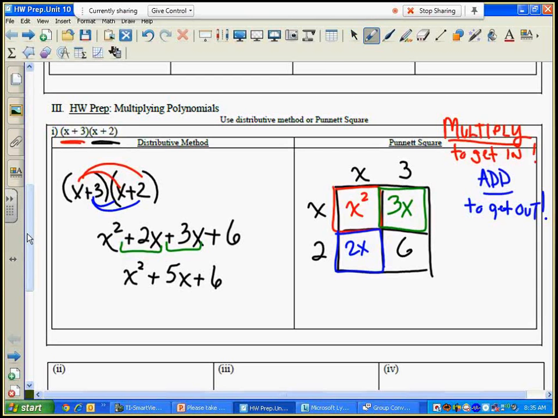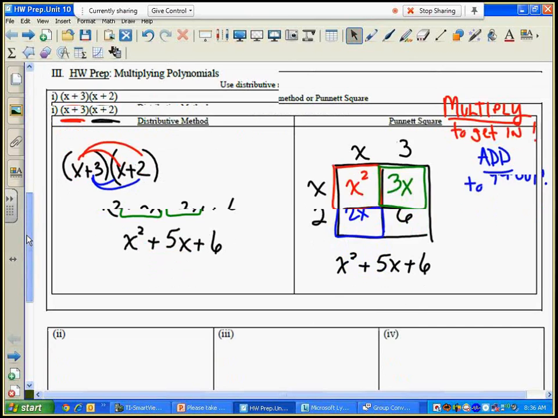Now notice, these 4 terms inside the box are the same exact terms we get over here on the left with our distributive method. So it's the same thing. It's just you're using more structure. To write your final answer, you're going to add to get out. The only ones that can add together here are the blue 2x and the green 3x. They're like terms. So just like the one on the left, we're going to get x squared plus 5x plus 6. So it gets you to the same spot. What you guys have to decide is, do you want the added structure or not? Okay? Let's do a couple more examples.